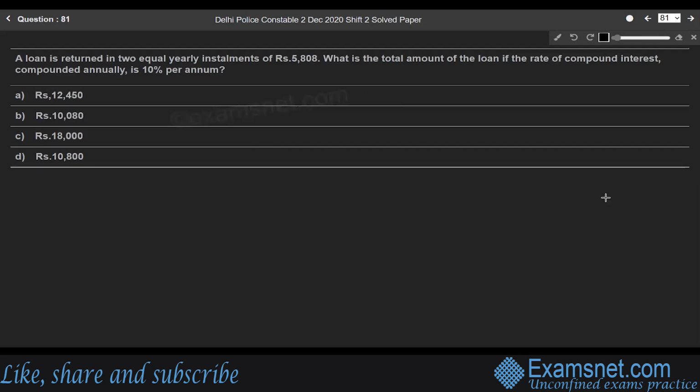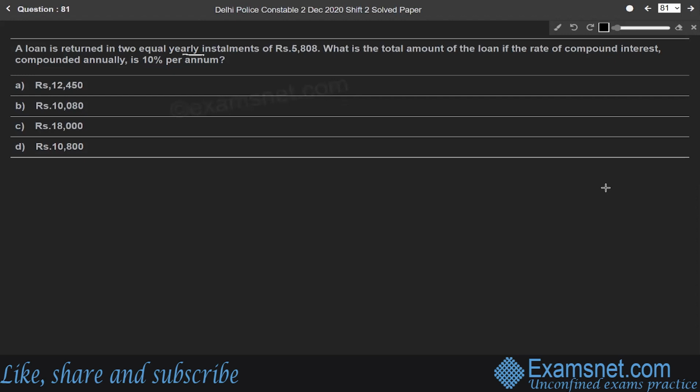Question 81. A loan is returned in two equal yearly installments of rupees 5,808. What is the total amount of the loan if the rate of compound interest compounded annually is 10% per annum? Here given the rate of interest R is equal to 10% and equal yearly installments. So the equal installment amount A is equal to 5,808 rupees.